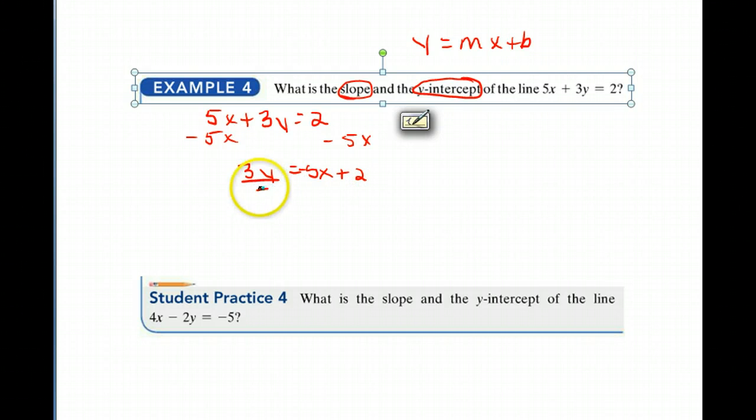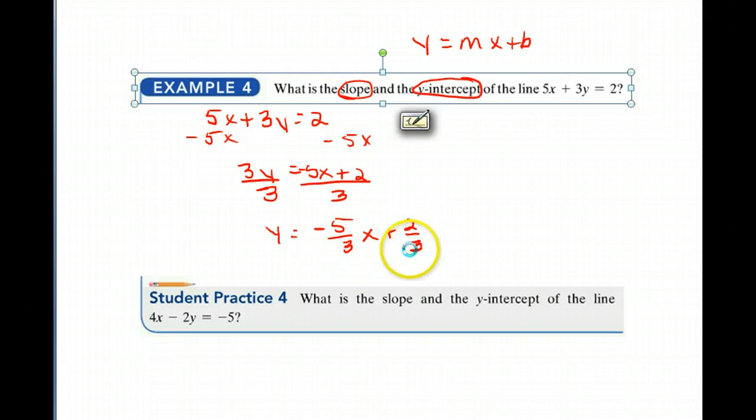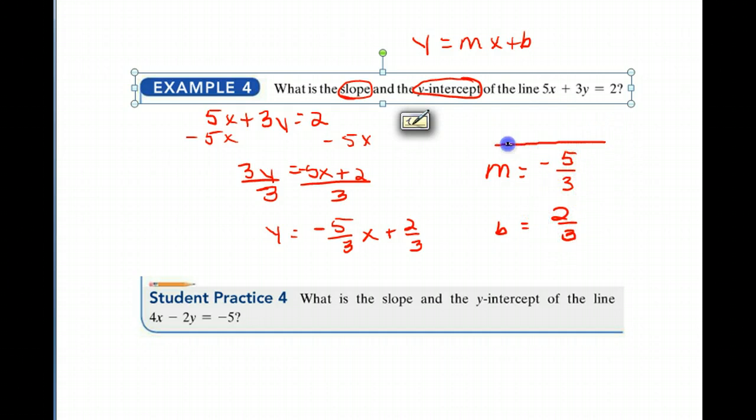Then we're going to divide both sides by 3. So we have y equals negative 5/3 x plus 2/3. Y is now isolated, and we can see that the slope, which is the number in front of x, is negative 5/3, and the y-intercept, which is the constant at the end of the equation, is 2/3.